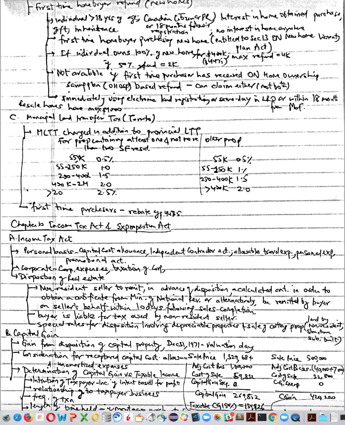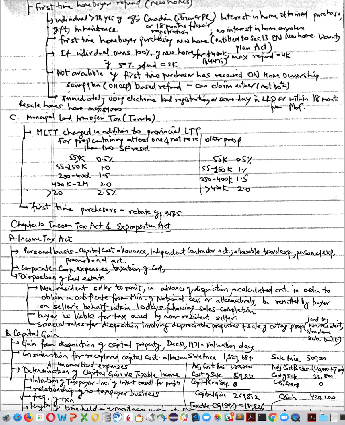The Income Tax Act, Canada. The Income Tax Act is a complex legislative document which affects a wide range of personal and corporate activities. On a personal basis, the Act sets out requirements regarding capital cost allowance, independent contractor activities, allowable travel expenses, personal expenses, and promotional activities, etc. Similarly, a host of corporate rules are in place concerning allowable corporate expenses, taxation of corporations, and related matters.